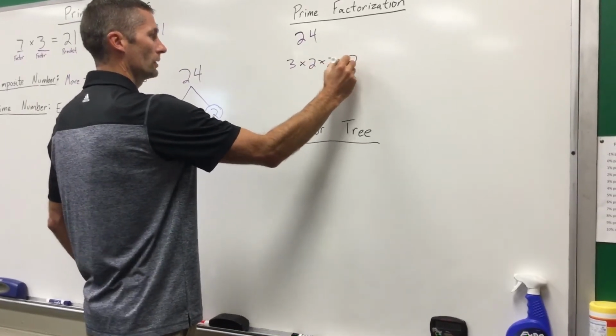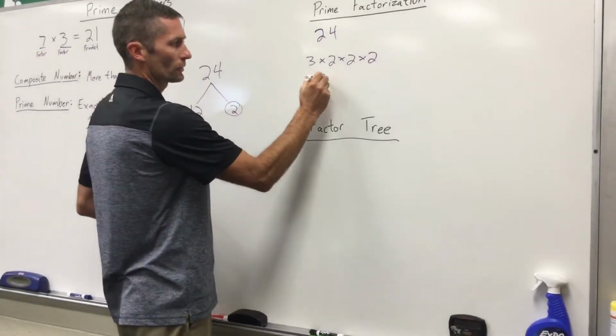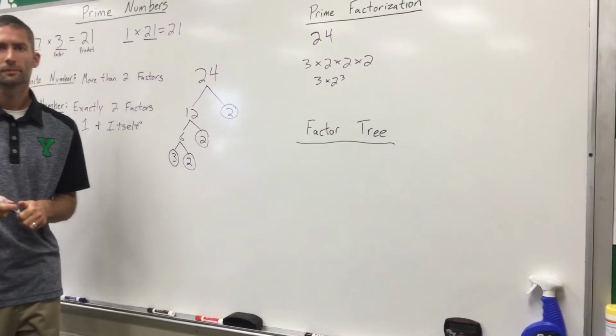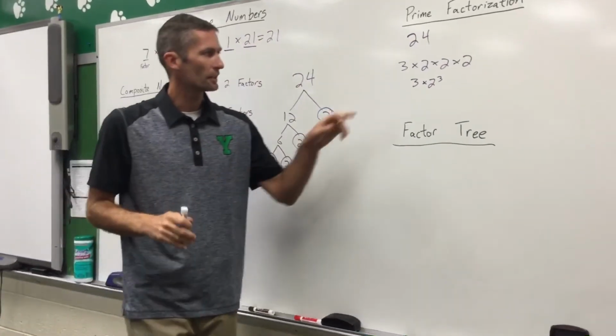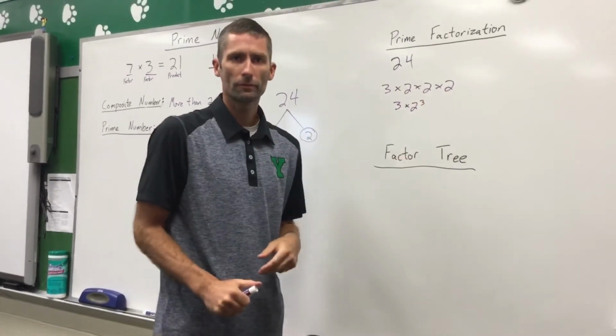So the prime factorization of 24, breaking it down into prime numbers, is 3 times 2 times 2 times 2. See that? When you get to higher levels, you'll write 3 times 2 to the power of 3. Same thing. Okay. Let's check this to make sure. 3 times 2 is 6, times 2 is 12, times 2 is 24.